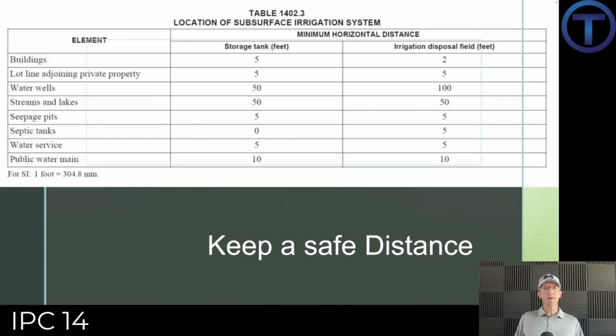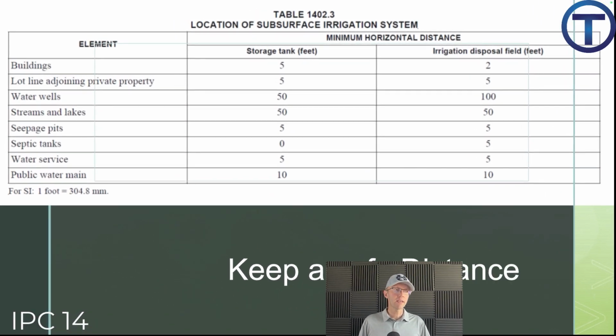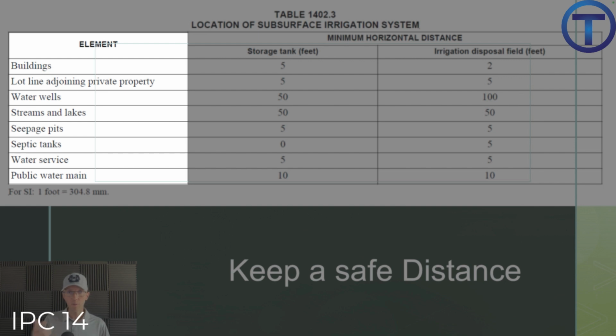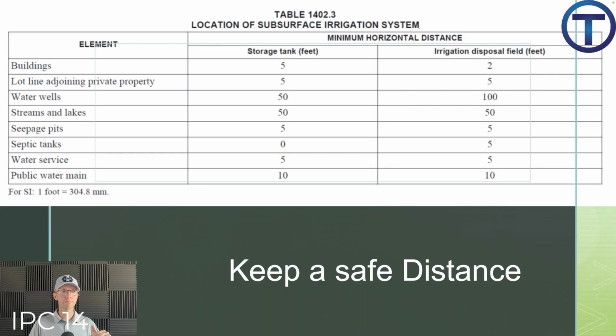When we go to dumping water into the earth around us, we have to start thinking about the possible negative impacts, given that this is actually wastewater, right? And it could impact some important things, like our water well. We wouldn't want to contaminate our water or our lakes and streams. So there are certain distances that we have to keep things from, things like buildings, lot lines, water wells. You see that on this table.